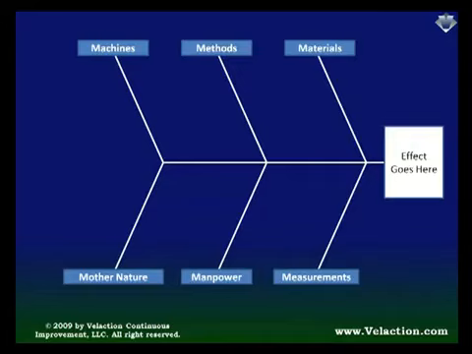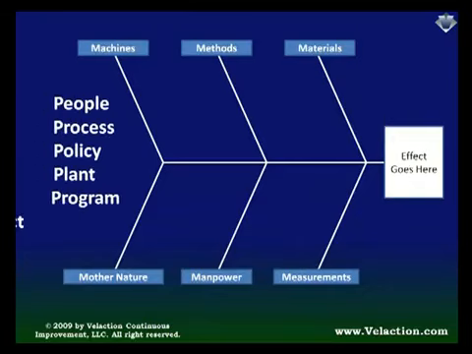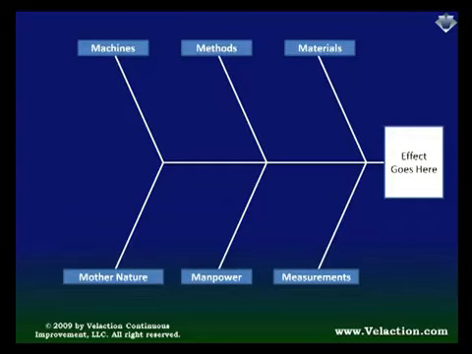You might, however, see manpower switched out with a more gender-neutral word. In the office, you'll likely see the 6 P's: people, process, policy, plant, program, product. These categories may vary. The whole goal is to start organizing your thinking and provide some structure to the problem-solving process.